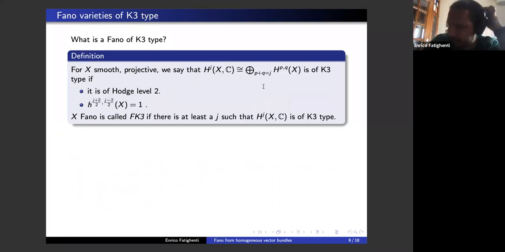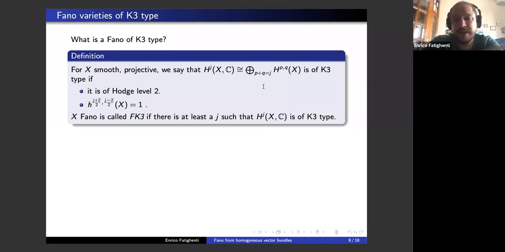So I've discussed Fano fourfolds, and I will be back on Fano fourfolds in a couple of slides. But since I mentioned in the previous slide Fano varieties of K3 type, I just want to give you a definition and do a little detour in order to introduce this type of Fano varieties. So let me start from, in general, a smooth and projective variety X. And suppose you want to take its j-th cohomology group already in its Hodge decomposition.